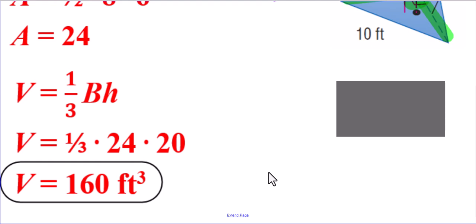If your answer is 3 times as much, you probably forgot to multiply by 1/3. If you accidentally multiplied by 1/2, then obviously your answer would be a little bit bigger, so double check your work there. All right, moving on.